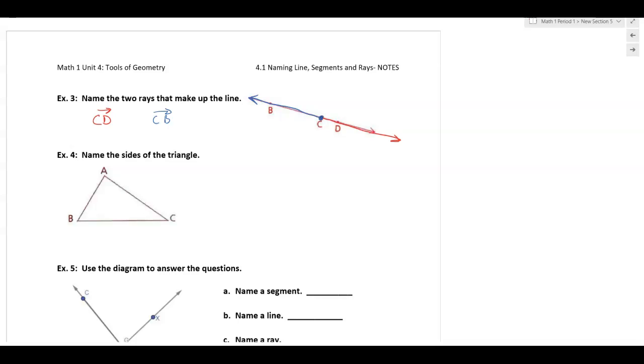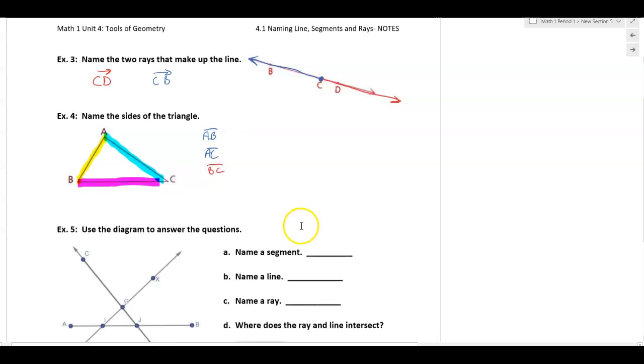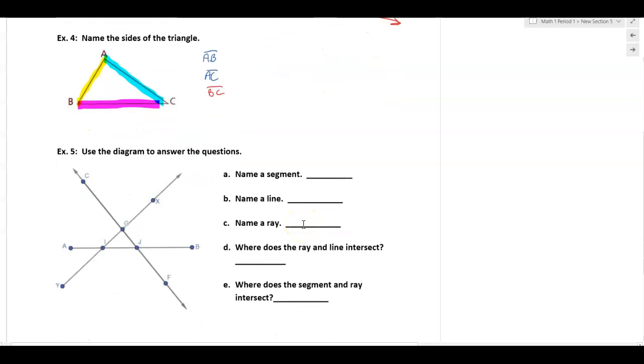Now, next, name the sides of the triangle. Well, if I look at this triangle, all the sides of a triangle are segments. So, segment AB, use the correct symbol above. That's one side. And we have side AC. That's another segment. And finally, you have side BC. We would name that segment BC. So remember, the sides of that triangle are segments because they don't extend forever and ever.